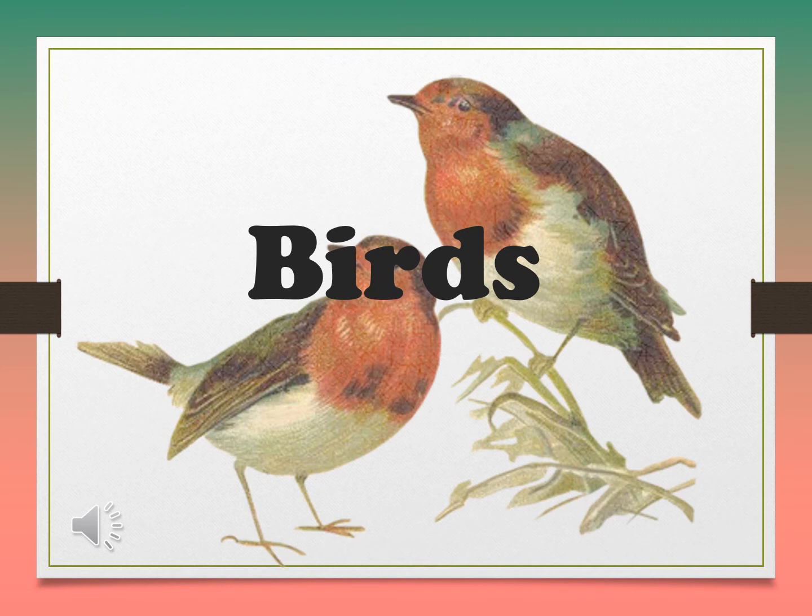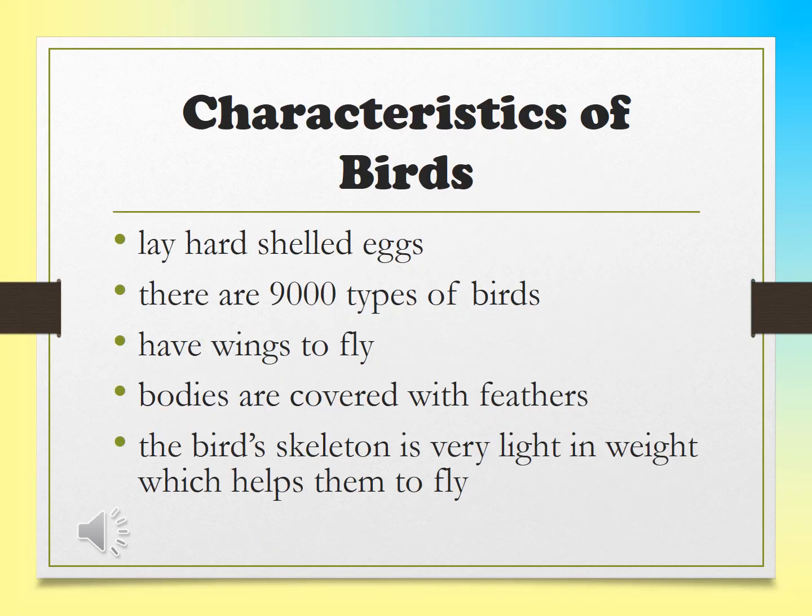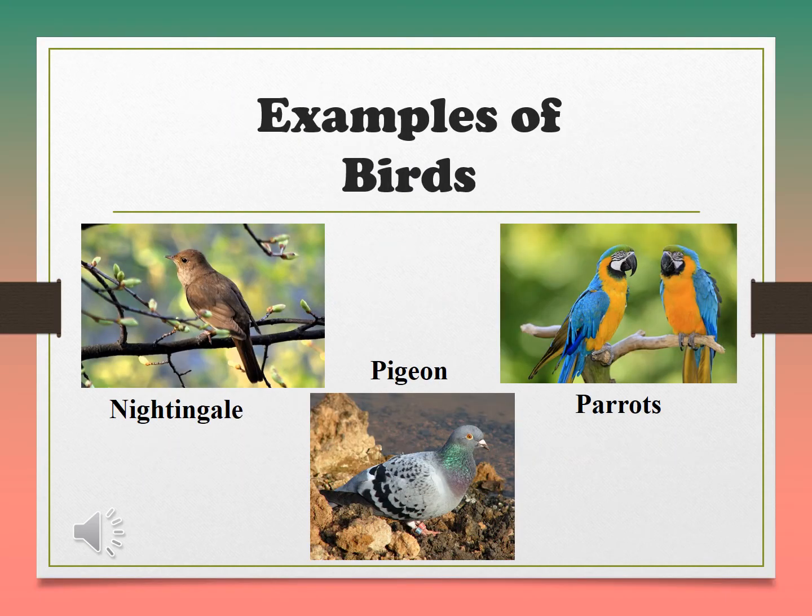Birds. I'm sure you know that birds are also vertebrates as they have backbones. Let's find out some more characteristics of birds. Birds are living beings who have wings to fly. They lay hard-shelled eggs, and there are 9,000 types of birds. Birds' bodies are covered with feathers, and their skeleton is very light in weight, which helps them to fly. Some examples of birds are nightingale, pigeon, and parrots. And I'm sure you know a lot more examples. Do discuss them with your mother.